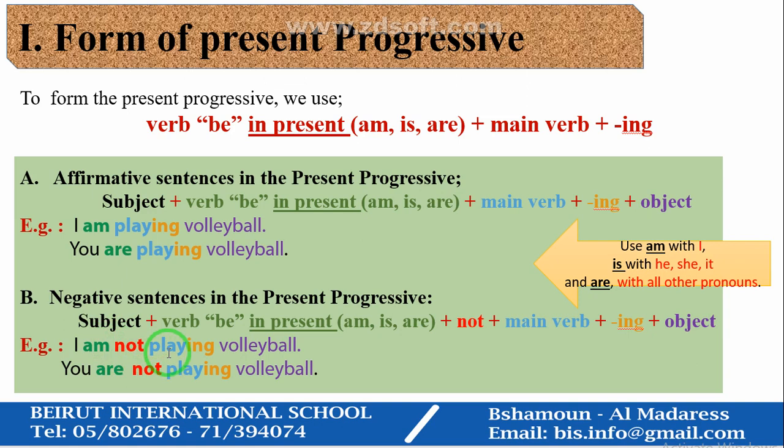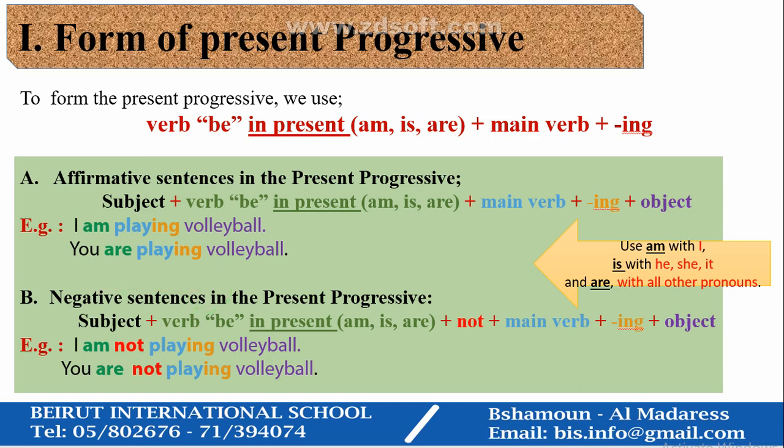So how to form a present progressive? As a conclusion, we put subject, then verb be in present. So am, is, or are, depending on what's the subject. We choose one of these three. Then the main verb with ing, and then the object.